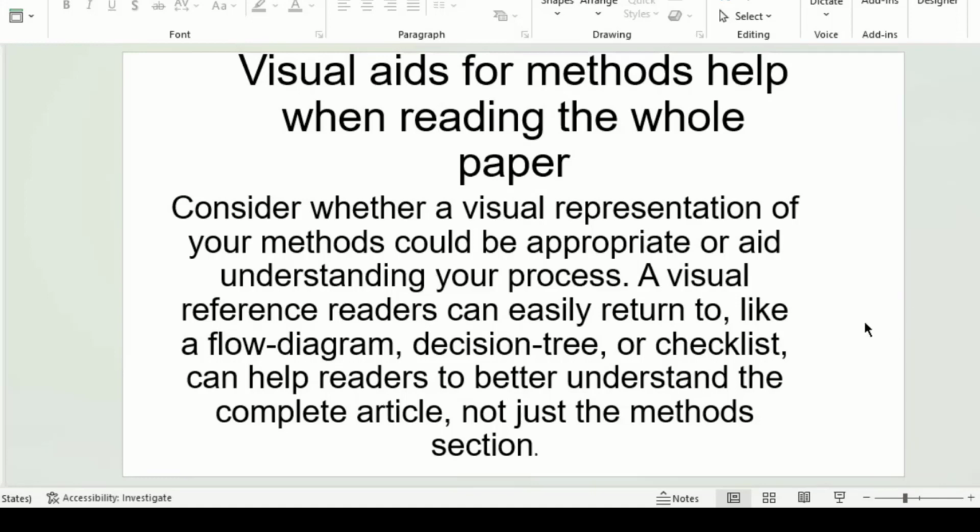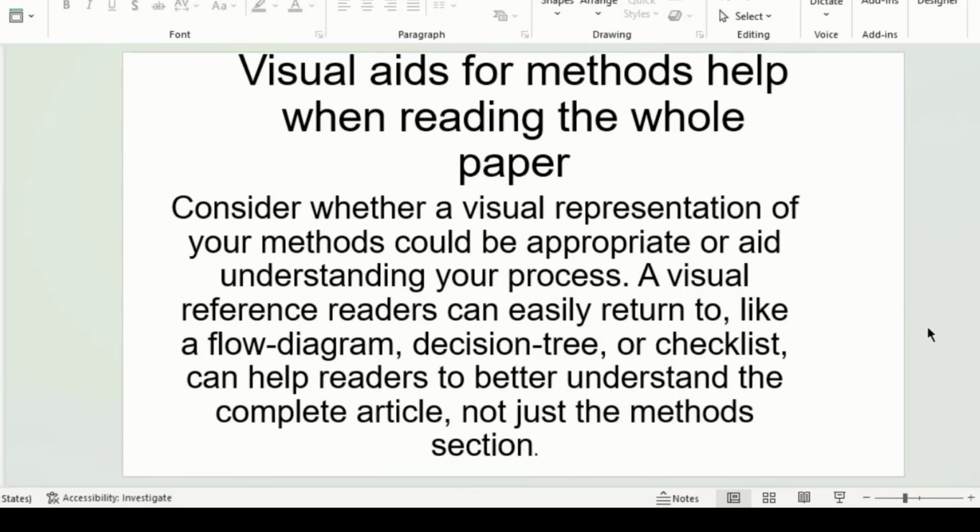Consider whether a visual representation of your methods could be appropriate or aid understanding of your process. A visual reference readers can easily return to, like a flow diagram, decision tree, or a checklist, can help readers to better understand the complete article, not just the methods section.